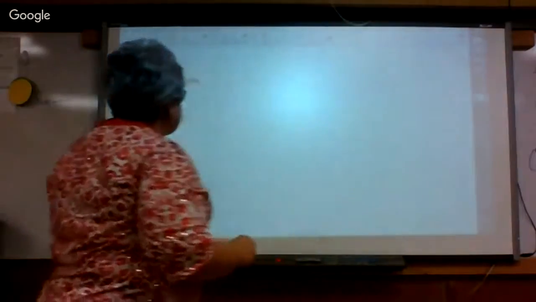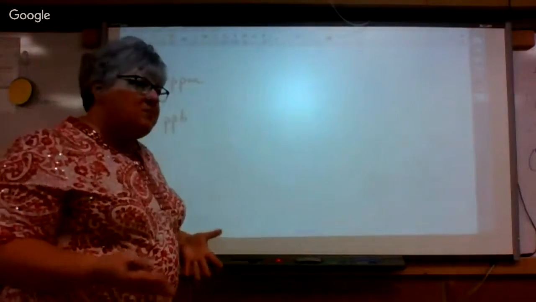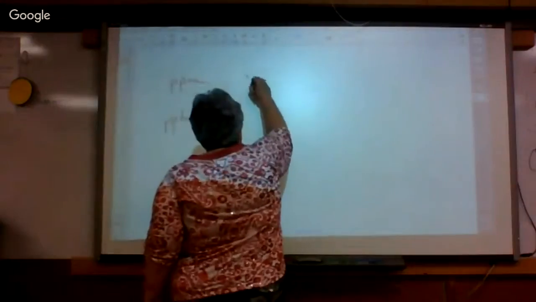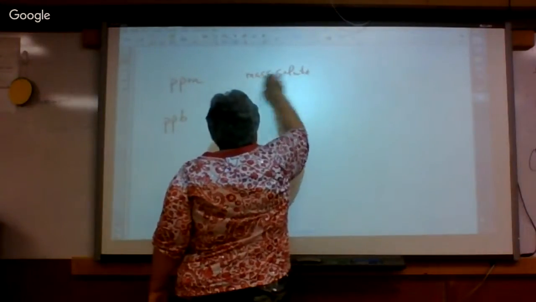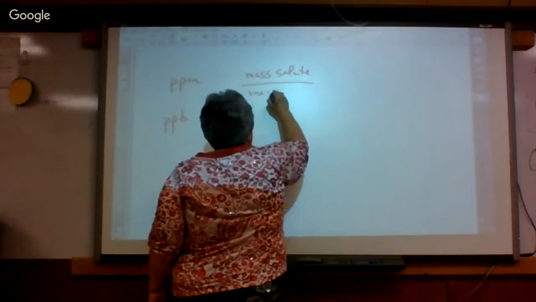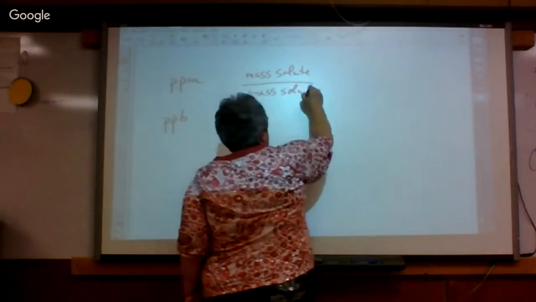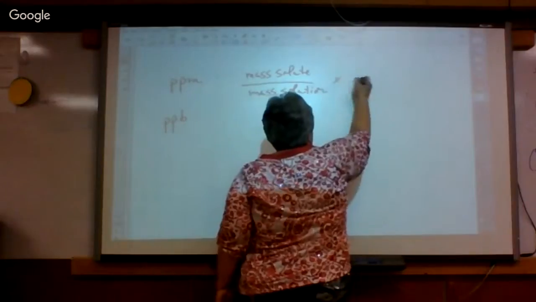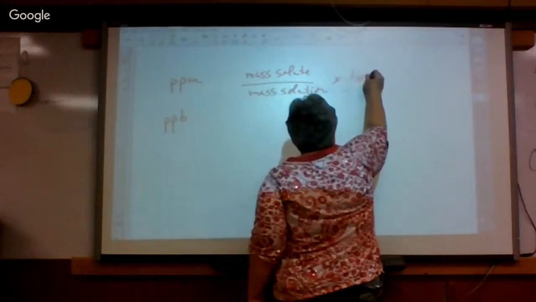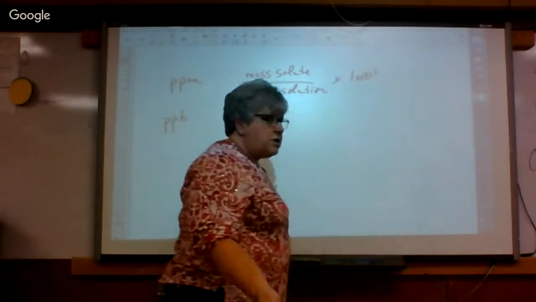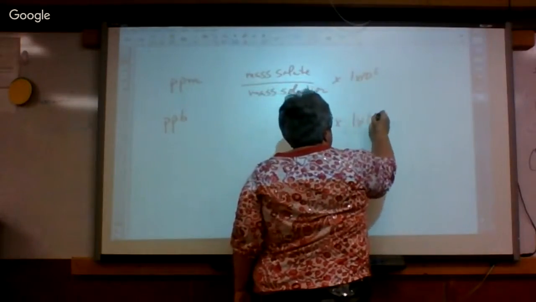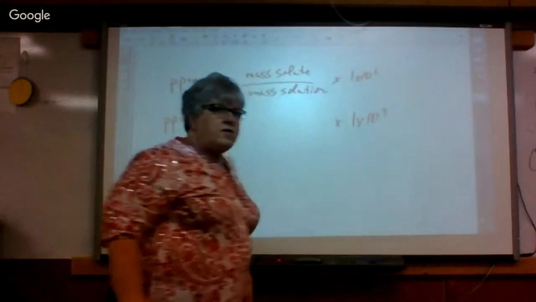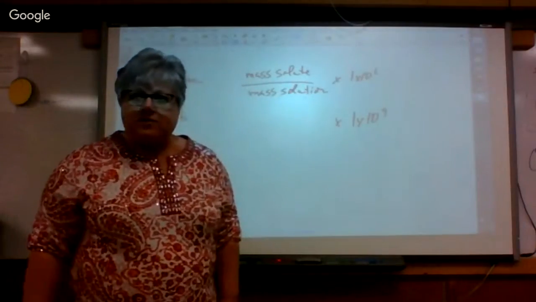But in parts per million and parts per billion, you really do the same thing. It's your mass of your solute over the mass of your solution. But now you're going to multiply this by 1 times 10 to the 6th, because that's 1 million. Parts per billion would be 1 times 10 to the 9th. Any questions with that?